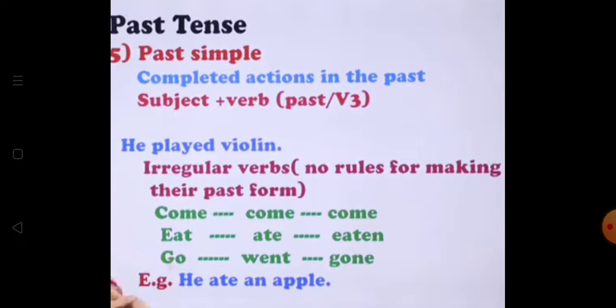So you have to remember that with irregular verbs, there are no rules for making them into their past form. For example, come, came, come. Eat, ate, eaten. Go, went, gone. So we do not add "ed" with words like eat, go. We do not write "eated", we always turn it into "ate", right? For example, he ate an apple.